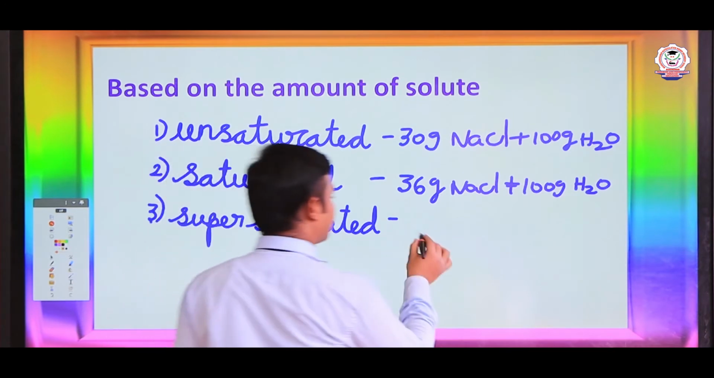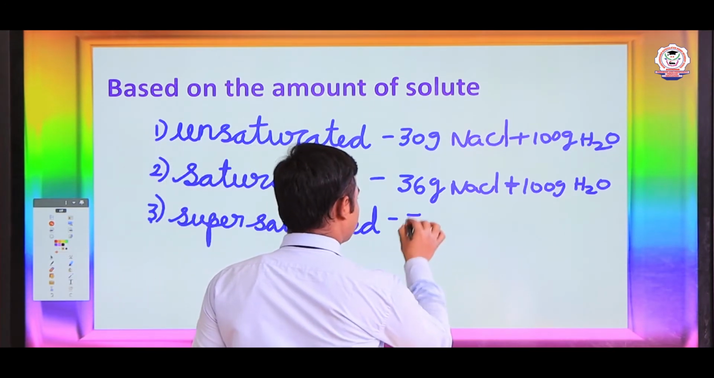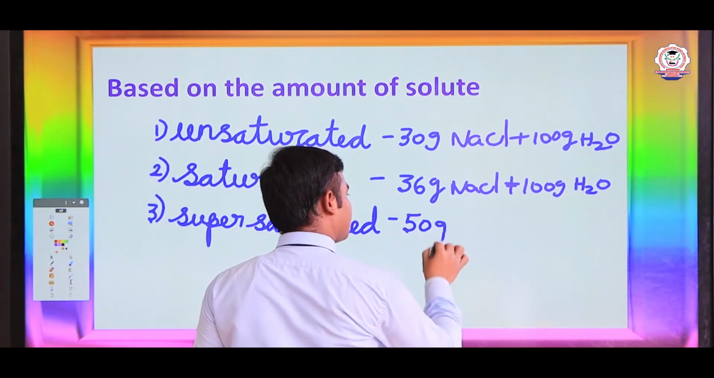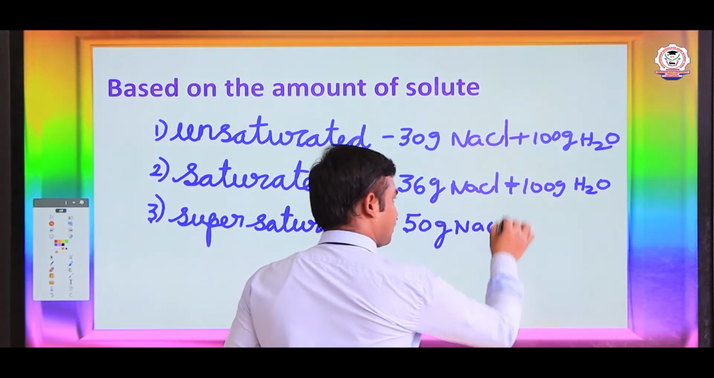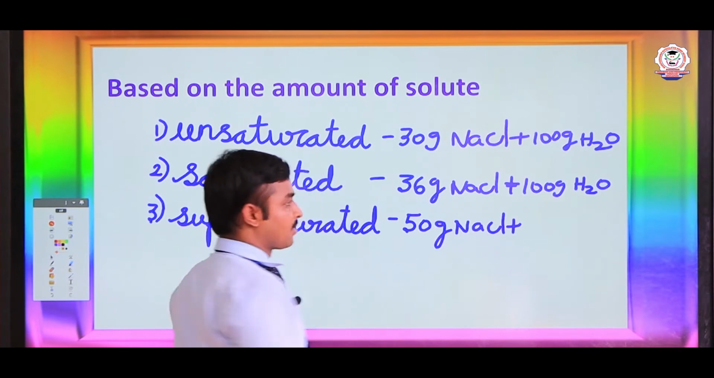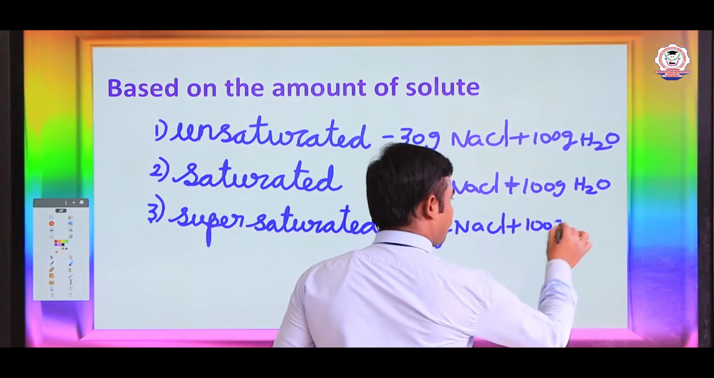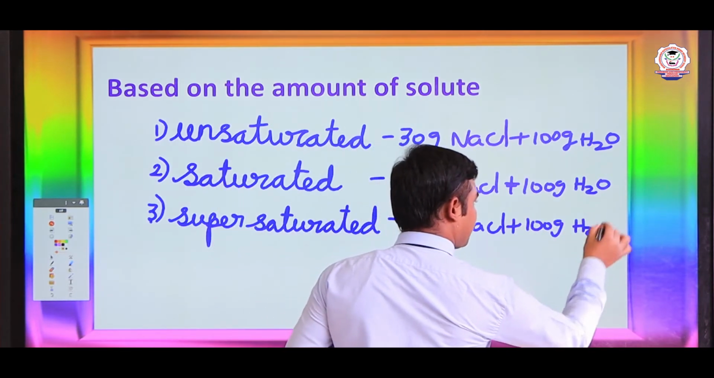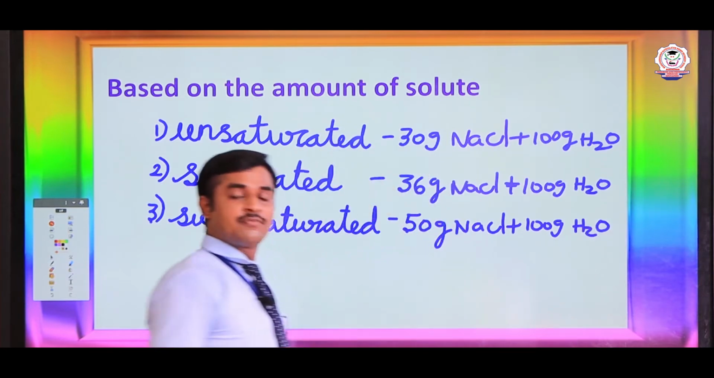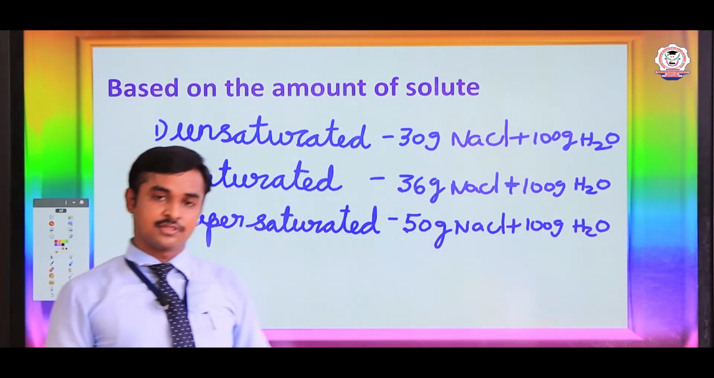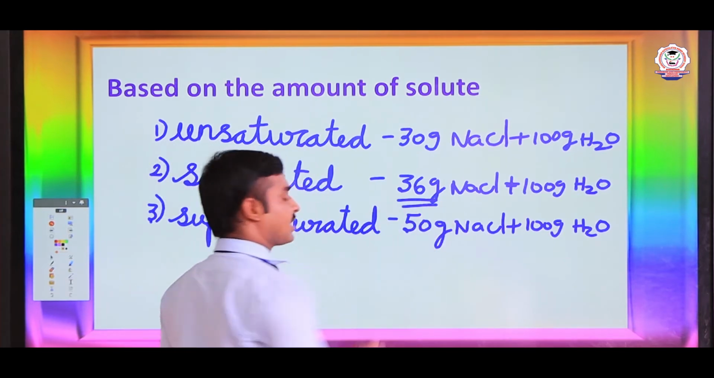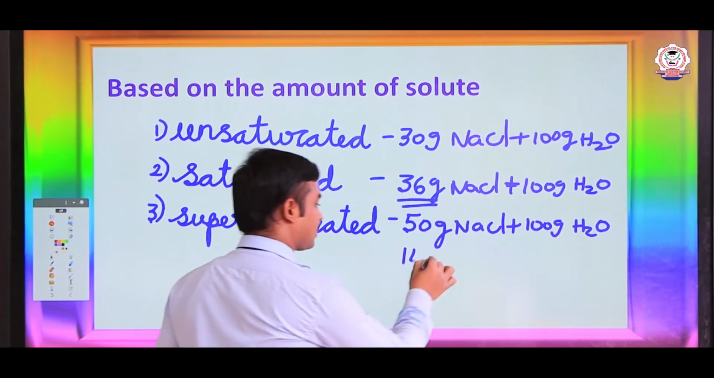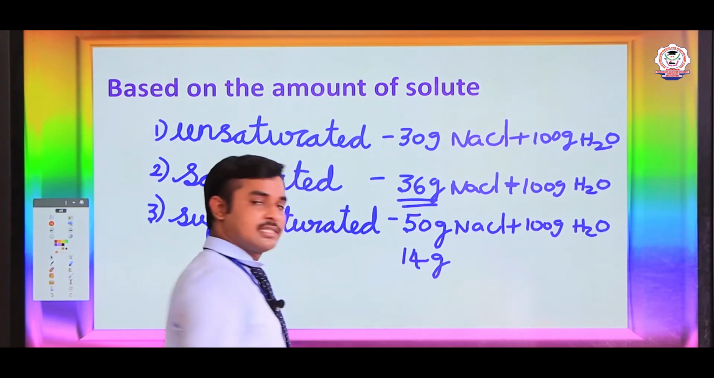And the last one: if you dissolve 50 grams of sodium chloride in the solution, what will happen? In 100 grams of water, the 50 grams of sodium chloride will not dissolve completely, because the solubility of sodium chloride is only 36 grams. So, the remaining 14 grams of sodium chloride will not dissolve in the water.